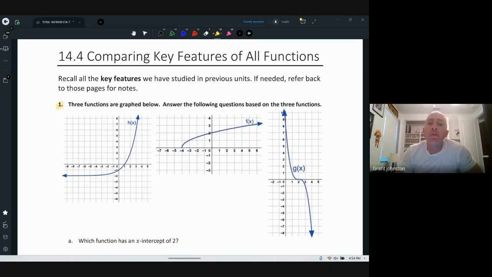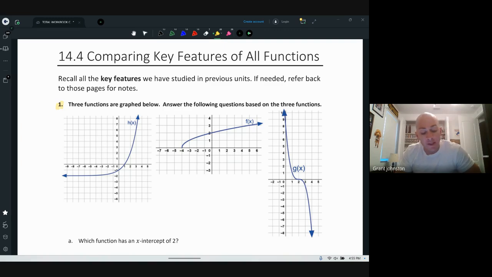Comparing key features of all functions. So there's a little disclaimer up there. It says recall all the key features we have studied in previous units. If needed, refer back to those pages for notes. So we've done a lot of work with key features. Okay, so I'm not going to review every single type of feature. Hopefully you remember most of them.